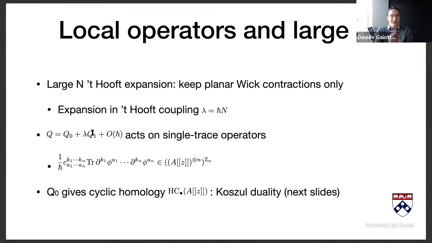Now, if you allow me to ignore Q1, meaning to work at lambda equal to zero, then Q0 is a very familiar differential. It's the differential which defines cyclic homology of the algebra A(z). This is what Natalie was referring to, and it's an expression of Koszul duality, which I will come back to momentarily.